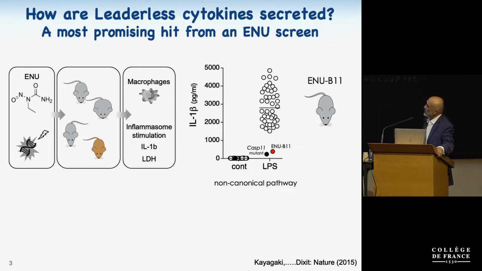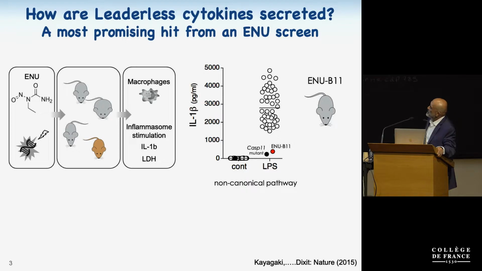In order to address that, we took a forward genetic screen where cohorts of mice, up to 10,000 breeding pairs, were subjected to the mutagen ENU. We isolated bone marrow-derived macrophages from these mutagenized mice, and we simply asked, is the apparatus for secretion of IL-1 beta broken? So this is the assay system. We are looking at IL-1 beta secretion in response to LPS. Each of these dots is a cohort of mutagenized mice.